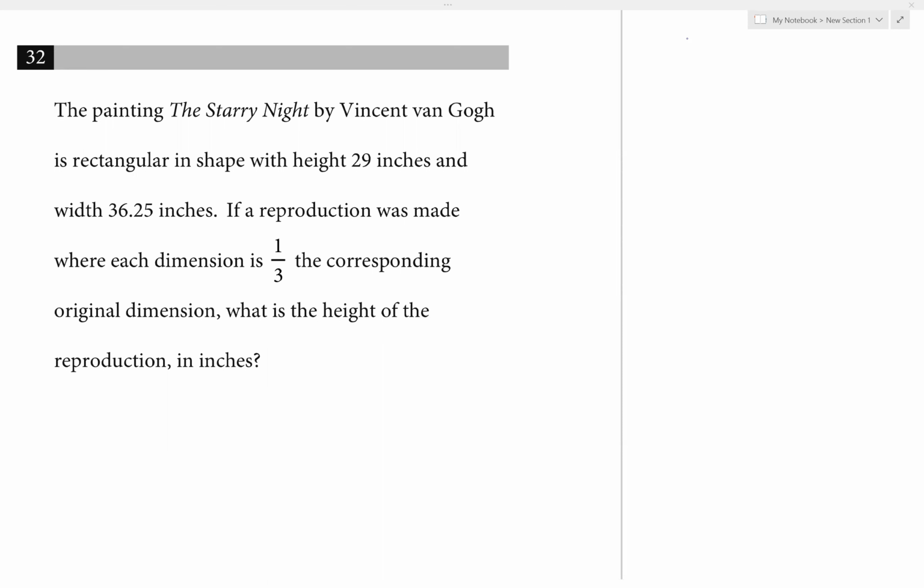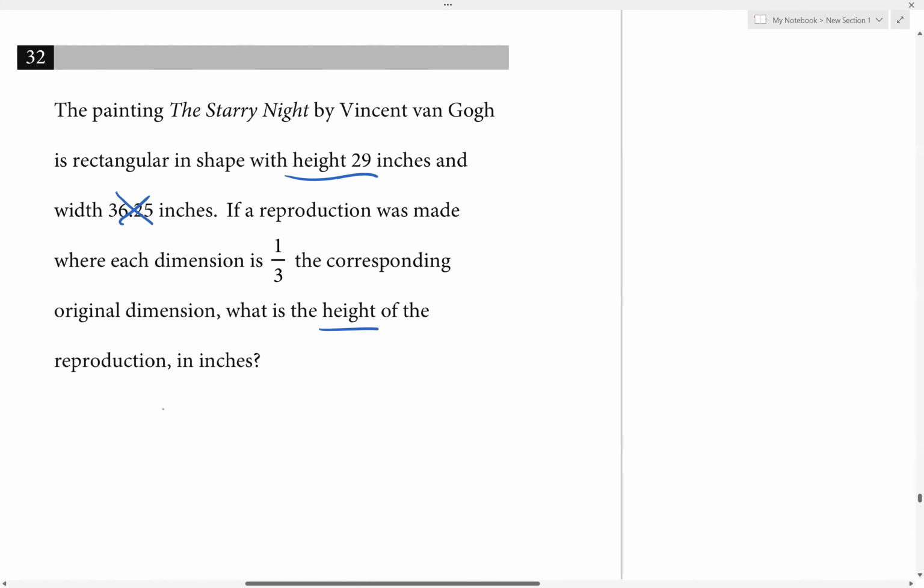Okay. So we know the reproduction is 1/3 of the original dimension. So pretty much both the height and the width will be 1/3 of the original. And we know the original height is 29. They just want to know what is the height of the reproduction. So we actually don't have to use the width here, right? You can just ignore it because we just want to know what's the new height.